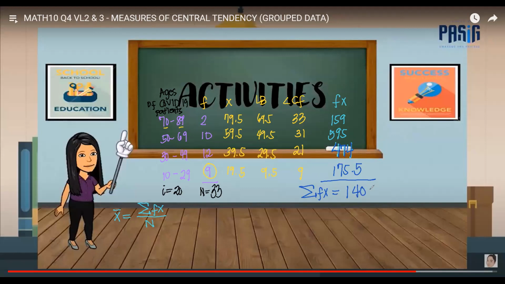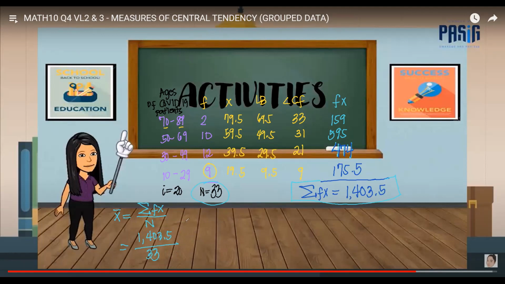Pakicheck po kasi minsan nagloloko yung calculator ko eh. Tama ba? That's 1,403.5. Pareho ba tayo ng sagot? Opo. So, i-add natin yan. Pagkatapos natin i-add, nakuha na natin yung value. So, substitute lang natin siya dito, 1,403.5 divided by the n, which is 33, and we'll be able to get the mean.